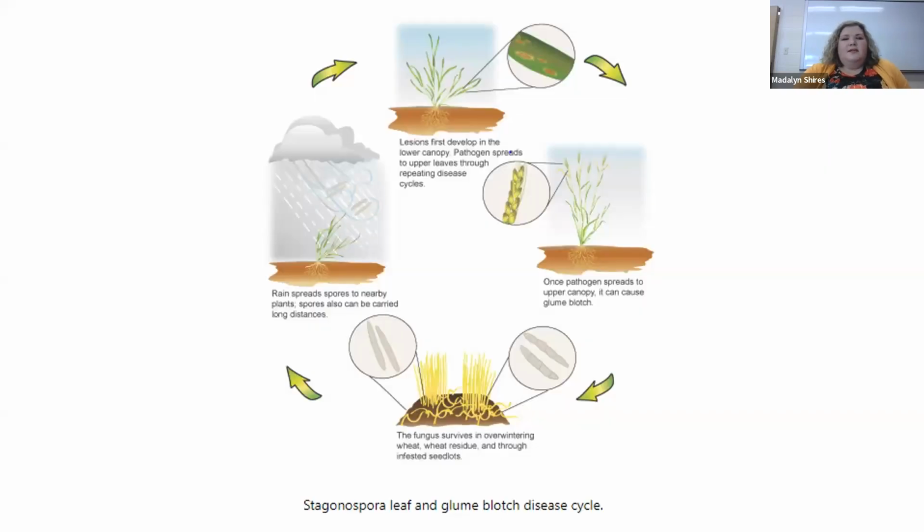We don't have a ton of time to go through this, but this is a good example of how this disease continues in the field. Rain and wind is what helps spread the spores and make the infection worse. The fungus does survive over winter in the wheat residue and on infested seed lots.